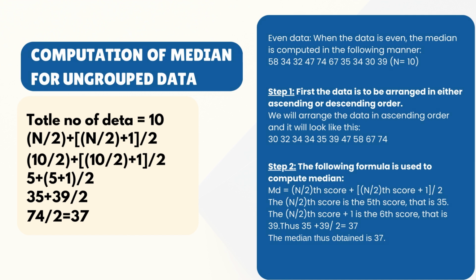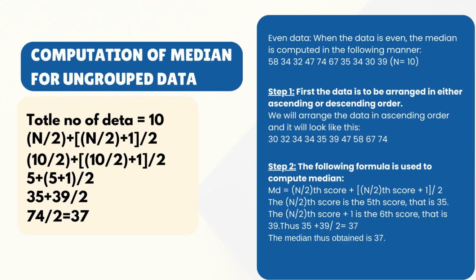Let me explain once again about step 2. You have to first identify the n by 2th position and the n by 2th plus 1 position. In this case, the total number of data is 10, so the n by 2th position would be 5, and the n by 2th plus 1 position would be 5 plus 1, which is equal to the 6th position score.